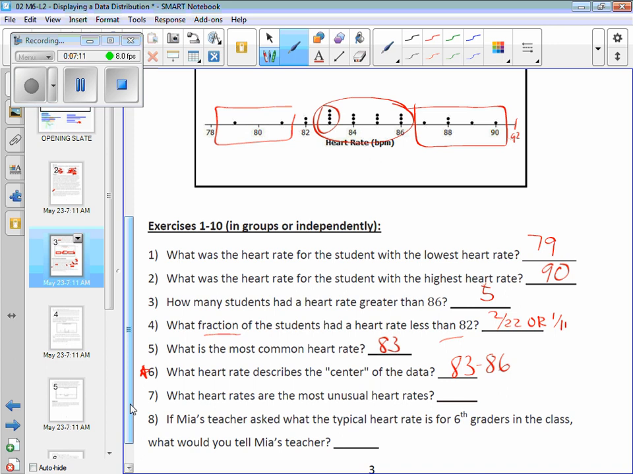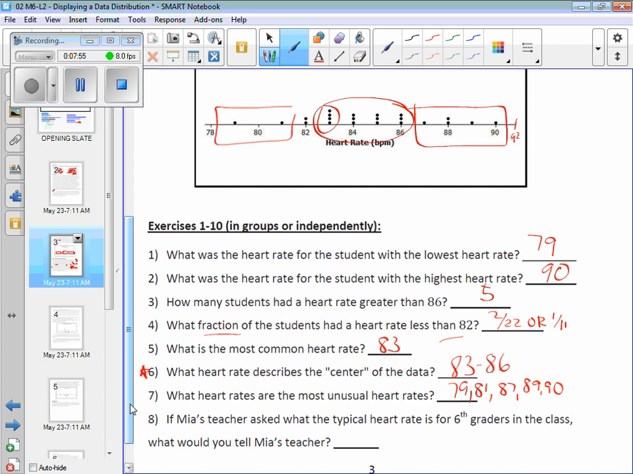What heart rates are the most unusual heart rates? So now you got to look where it thins out. Where does it thin out? Michael. Yeah, so what's the lowest and what's the highest? 78. Well, there's nobody that has 78. Okay, so if 79 is unusual because there's nobody else there, you can make an argument for 81 because only one person had that. You can make an argument for 87, the 89 and 90, sure. Uncommon means unusual.